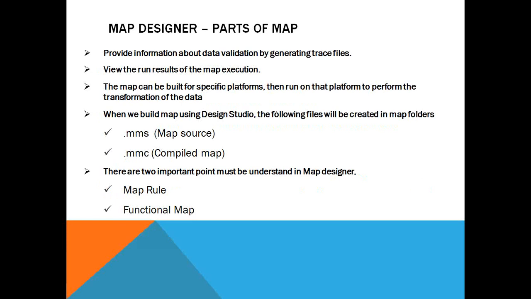Next, the map provides information about data validation by generating the trace file. If we want to generate the trace file, as we saw in the map settings, we have to switch on the trace. So that is also one of the parts of the map. Then, view the run results of the map execution.